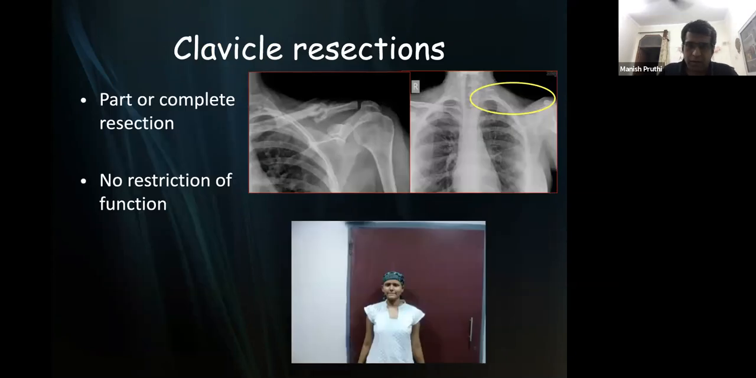As far as clavicle resections are concerned, we can do either a partial or complete resection of the clavicle, and the patient usually does not have any restriction of function.